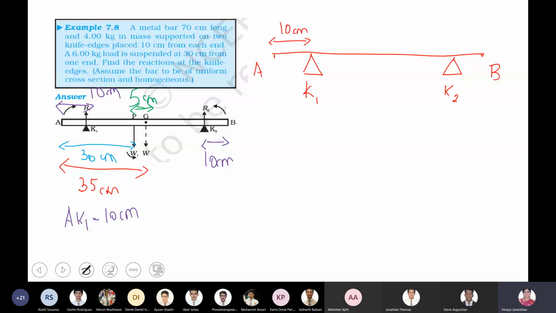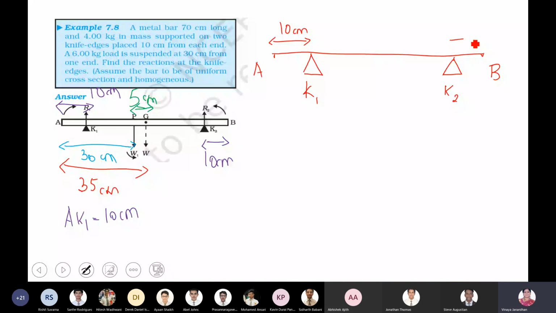Look at the statement: a metal bar 70 centimeter long and 4 kilogram in mass is supported on two knife edges, because this metal bar is lying on two knife edges K1 and K2. The knife edges are placed 10 centimeter from each end. So from point A, the knife edge is 10 centimeter away. From point B, the second knife edge, what should be the distance? Did you read the statement? Ma'am, from both sides, it's 10 centimeters. 10 centimeters away each. Correct.